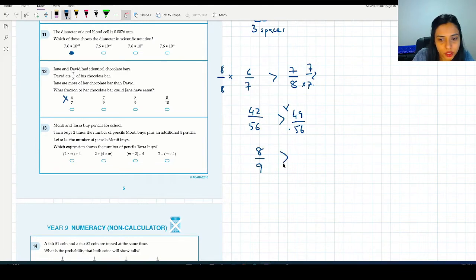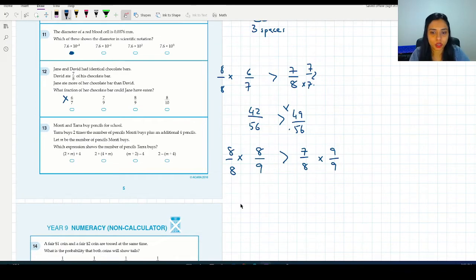So is 8 over 9 bigger than 7 over 8? Again, let's multiply by 8 here on both sides, and let's multiply by 9 over 9 here. So you're really multiplying by the opposite denominator to get the same denominator for both of them. So 8 times 9 is 72, and 8 times 8 is 64. Is this bigger than 9 times 7, which is 63, over 8 times 9, which is 72?